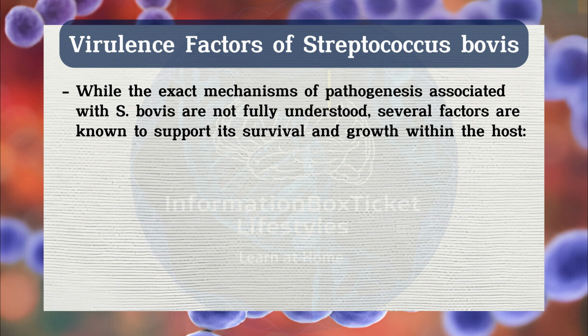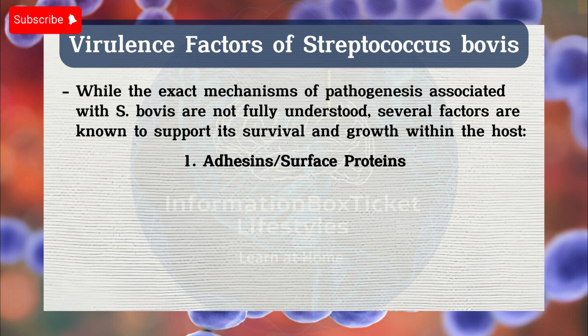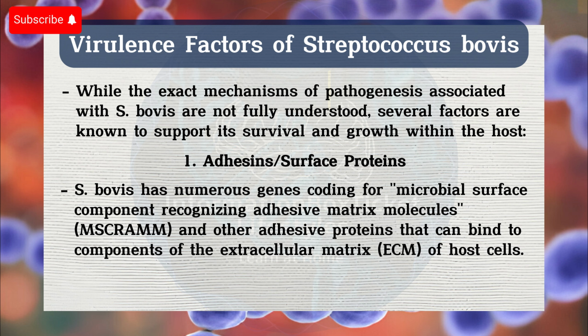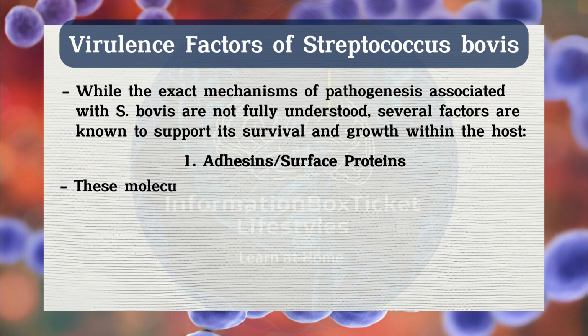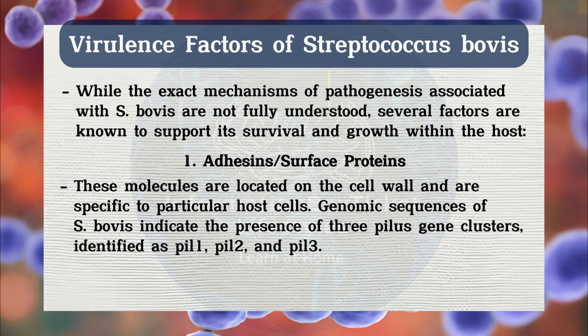While the exact mechanisms of pathogenesis associated with S. bovis are not fully understood, several factors are known to support its survival and growth within the host. 1. Adhesins, surface proteins. S. bovis has numerous genes coding for microbial surface component recognizing adhesive matrix molecules, MSCRAMM, and other adhesive proteins that can bind to components of the extracellular matrix, ECM, of host cells. These molecules are located on the cell wall and are specific to particular host cells.